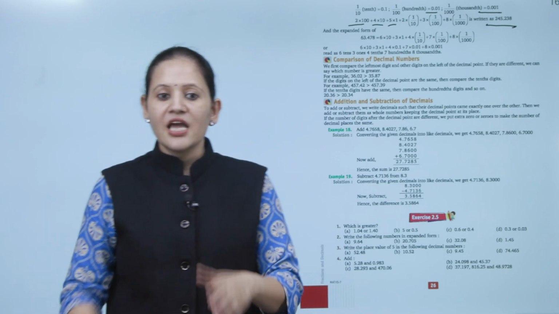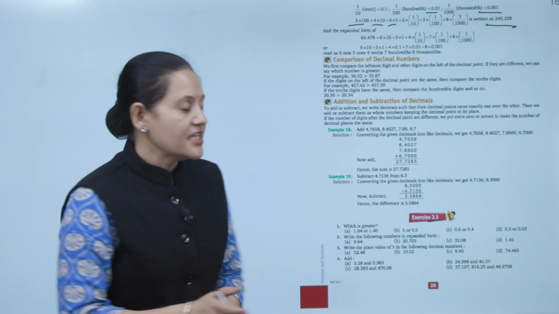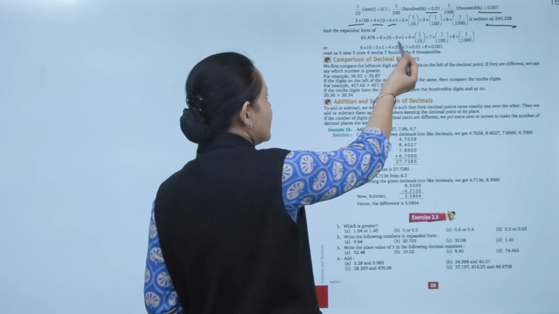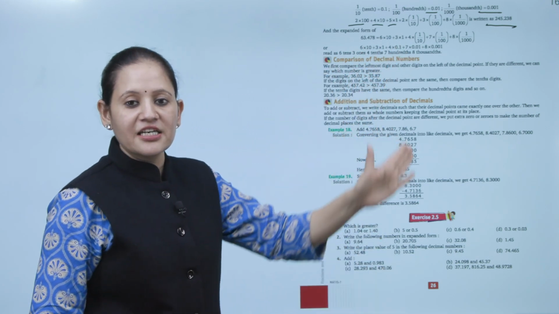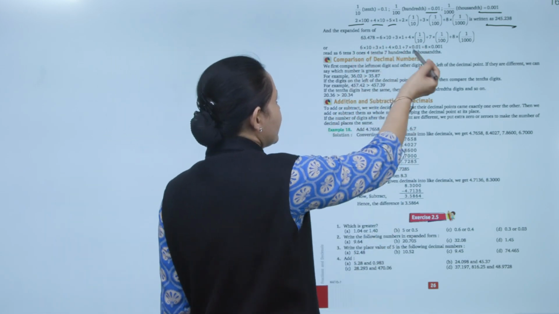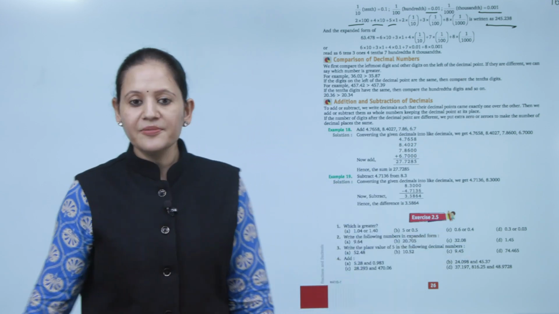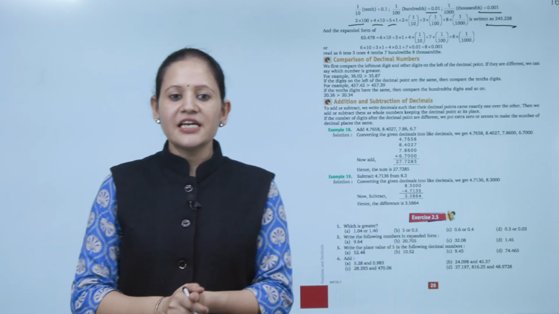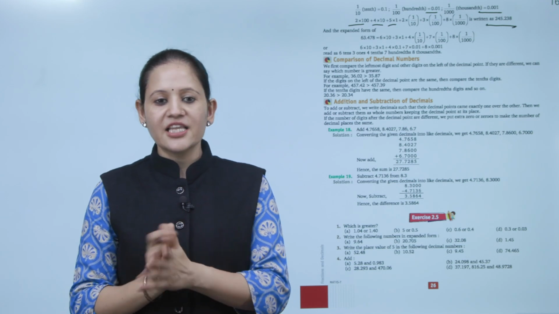Clear? And the expanded form of 63.478: 6 into 10 plus 3 into 1. After the decimal, the first place is tenths, then hundredths, then thousandths, like this. So first 4 by 10, then 7 by 100 and 8 by 1000. Clear? It is read as 6 tens, 3 ones, 4 tenths, 7 hundredths and 8 thousandths.